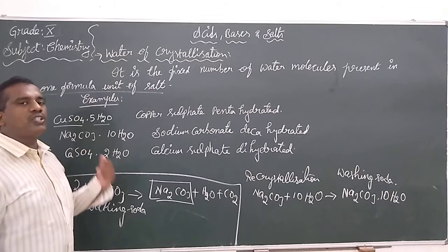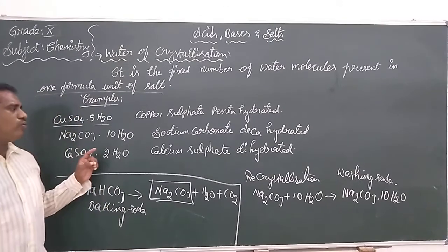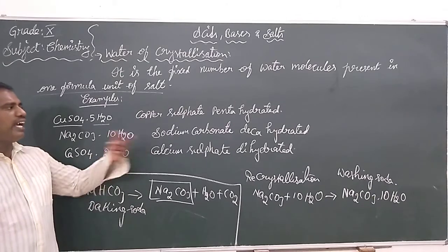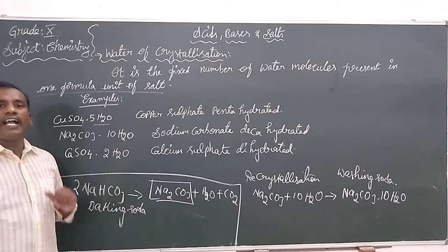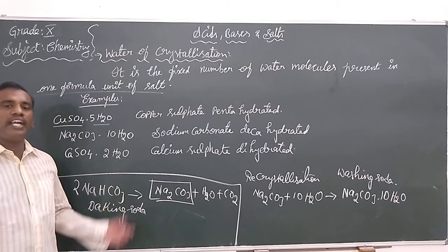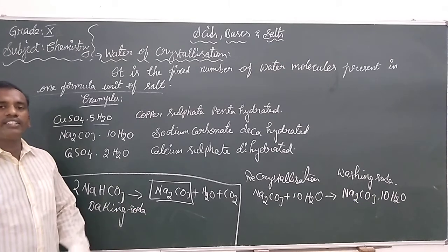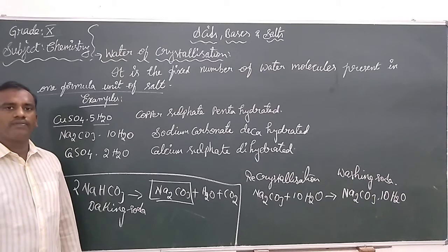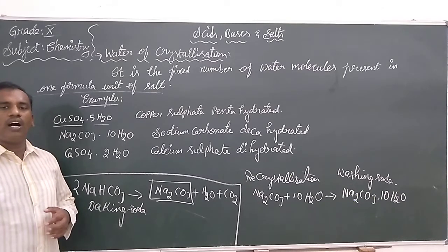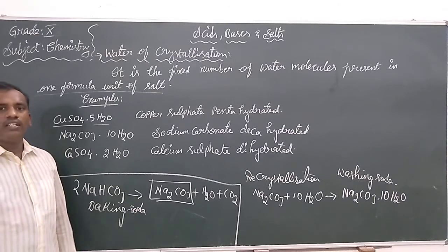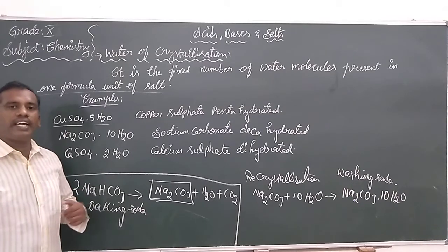For this washing soda, how many water molecules are attached with sodium carbonate? 10 water molecules are attached. Hence it is called sodium carbonate decahydrate. There are many uses for this washing soda. It is used even in removing hardness from the water. We will see it later.